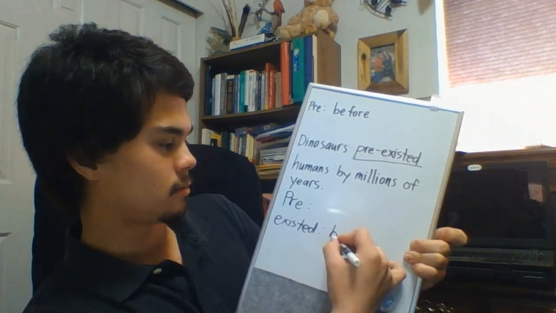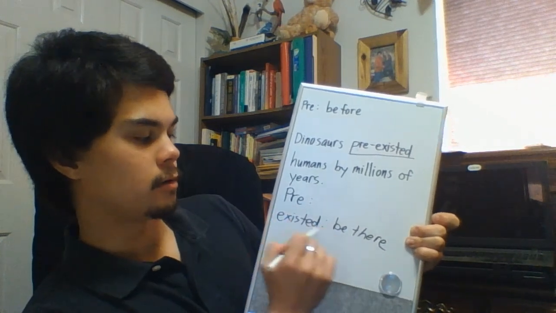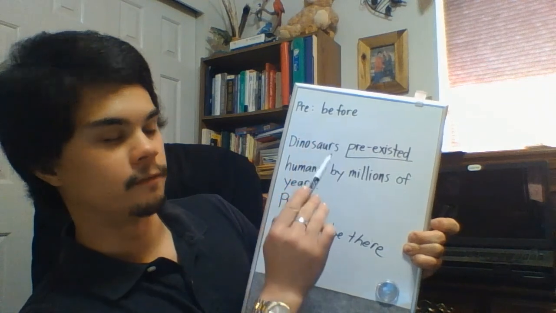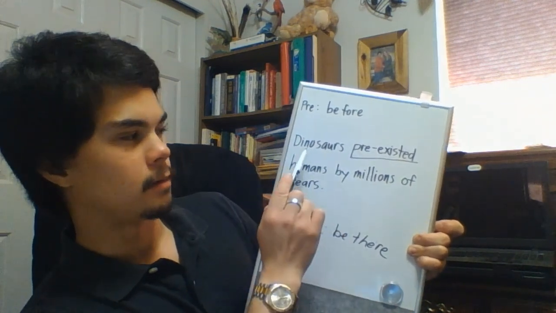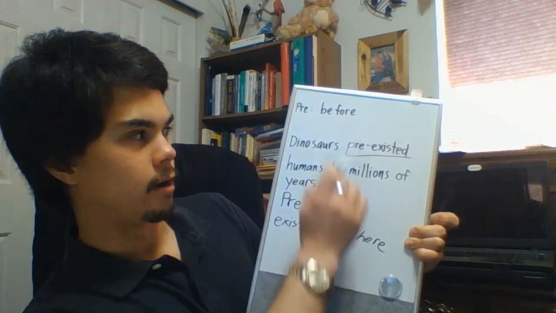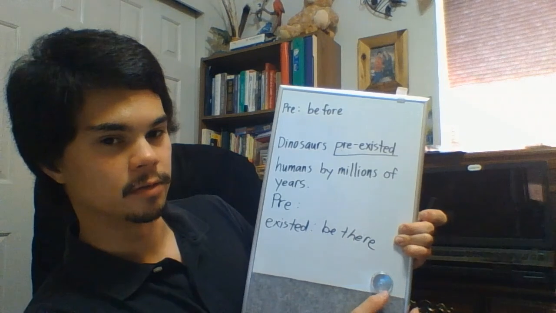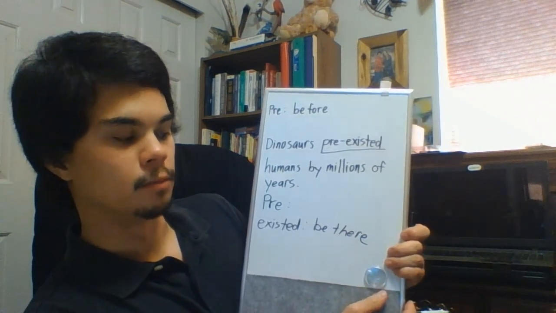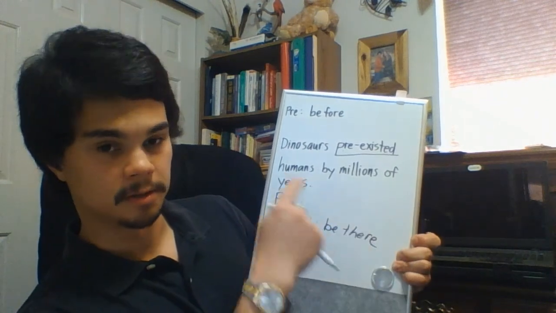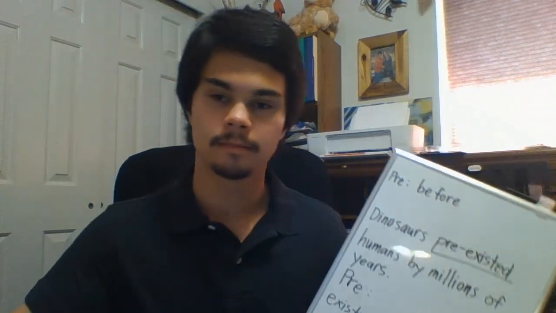So, if we put the two together, existed meaning be there, and pre meaning before, and we think dinosaurs pre-existed, or they were there before humans by millions of years. So pre-existed would mean that something was there before something else. In this case, dinosaurs were on the earth before humans.